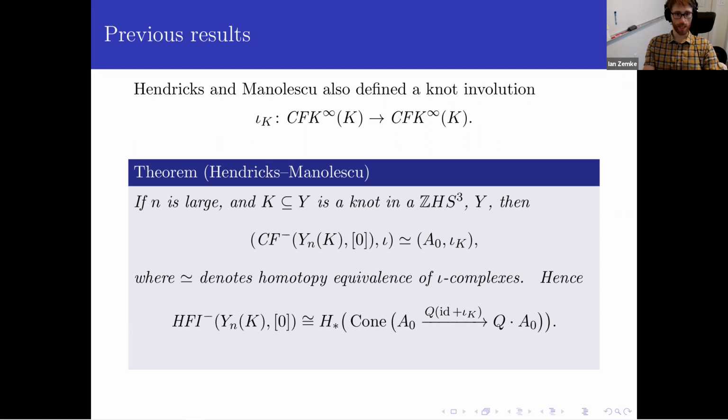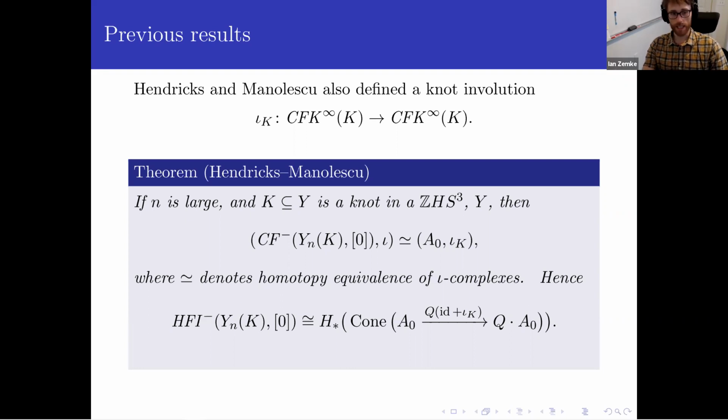And so in particular, you can compute this. This is just restating the definition using the formula above: if you want to compute the chain complex of HFI minus, that's going to be the homology of the mapping cone at A0 with this involution, identity plus iota K. So that was the first thing that lets you compute a lot of examples.